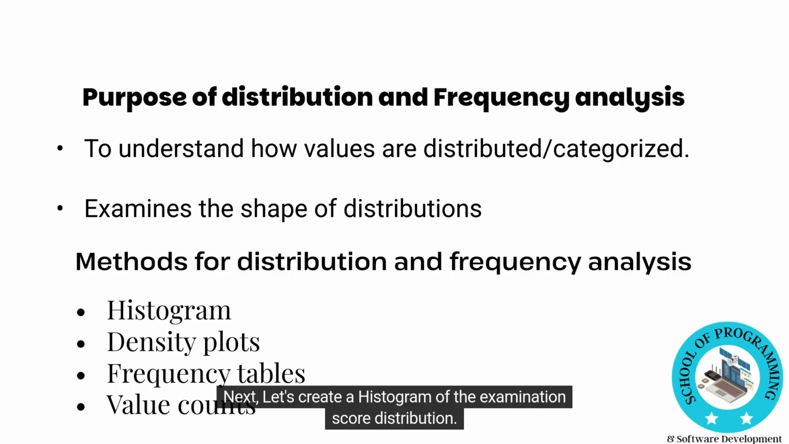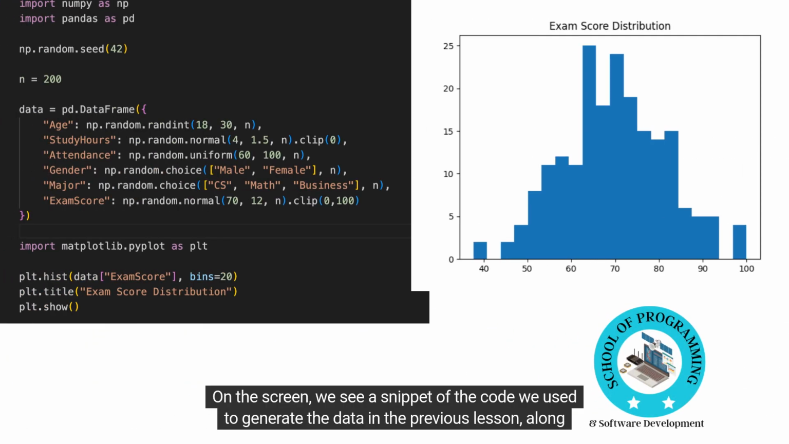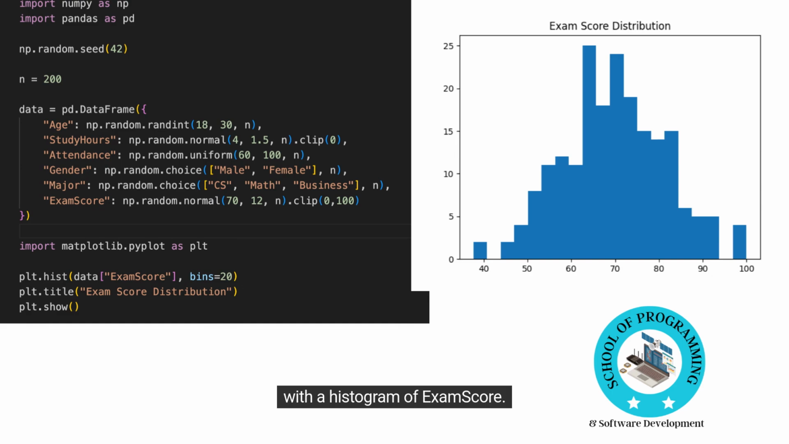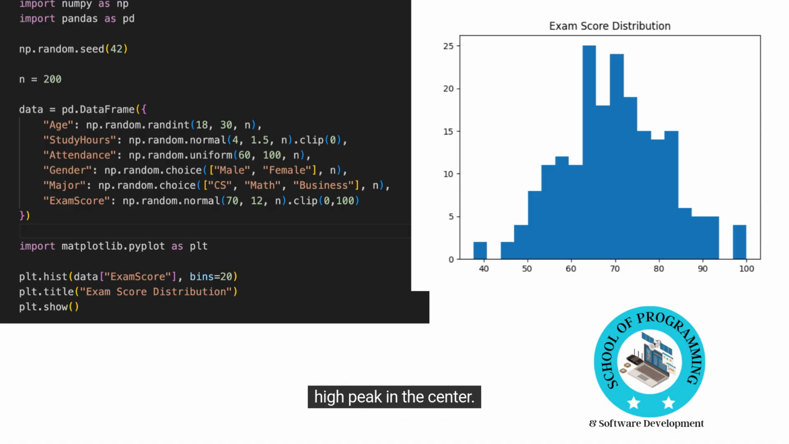Next, let's create a histogram of the examination score distribution. On the screen, we see a snippet of the code we used to generate the data in the previous lesson, along with a histogram of exam score. The histogram is bell-shaped. A bell-shaped histogram indicates data that is symmetrically distributed, resembling a bell curve with a single high peak in the center.